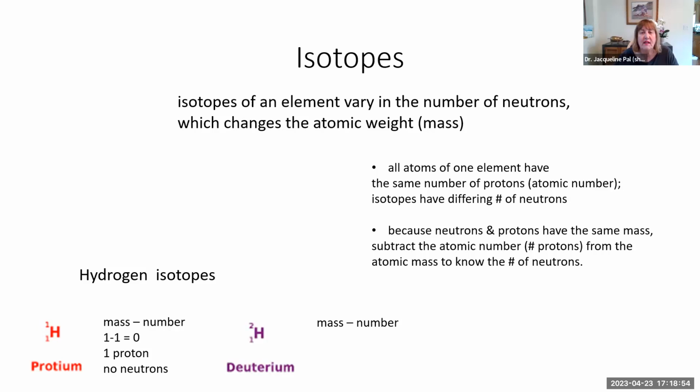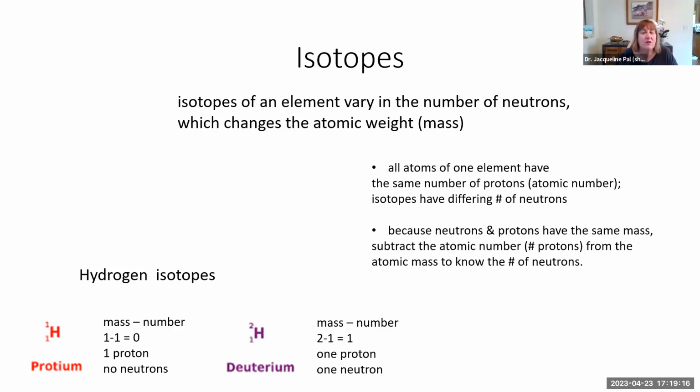Now, hydrogen with an atomic mass of 2 is called deuterium. Deut being a prefix meaning 2. And so in this case, if we subtract the number from the mass, we have 2 minus 1. So this tells us that this isotope of hydrogen has 1 proton and 1 neutron.